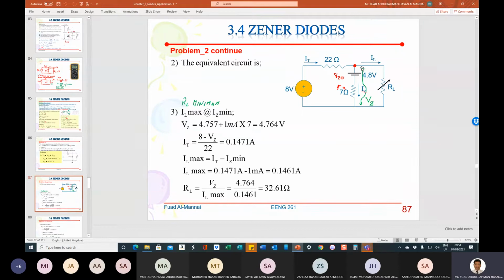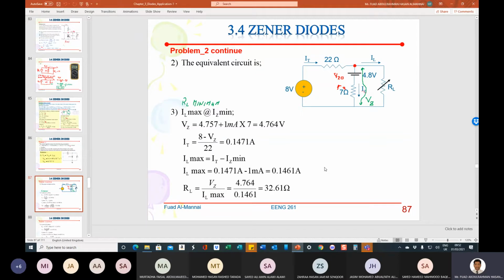Okay, can I calculate IL at max? Yes, I can, right? Because I apply KCL over here. KCL, IL is equal to IT minus IZ. Okay, I have IT and I have IZ. I can calculate IL max. IL max is equal to 0.1471 amp minus 1 milliamp, and that will give you 0.1461 amp.